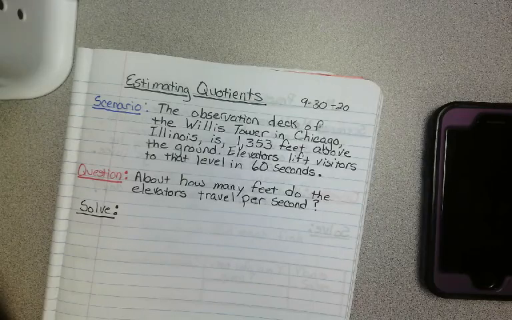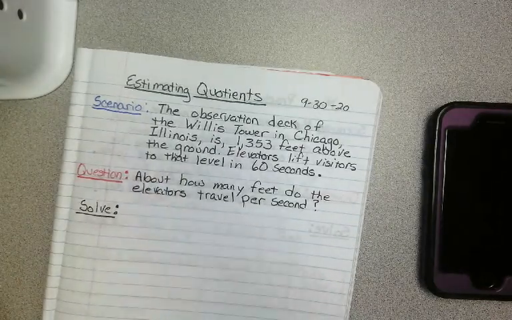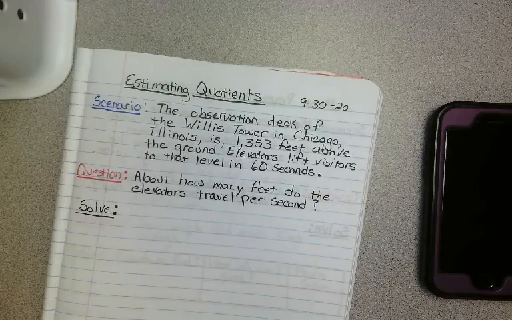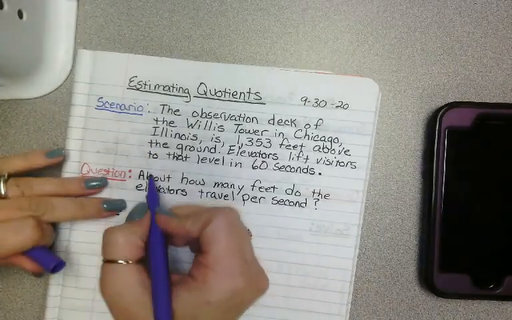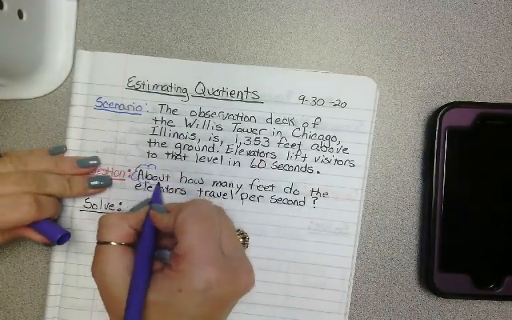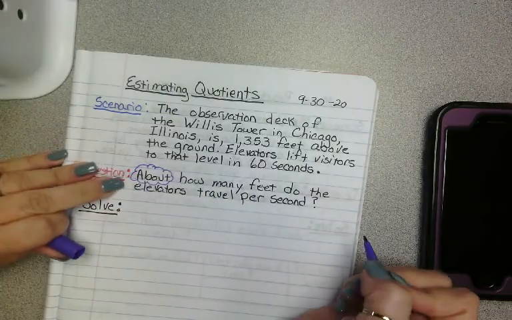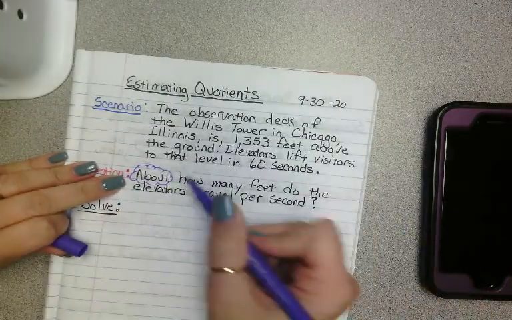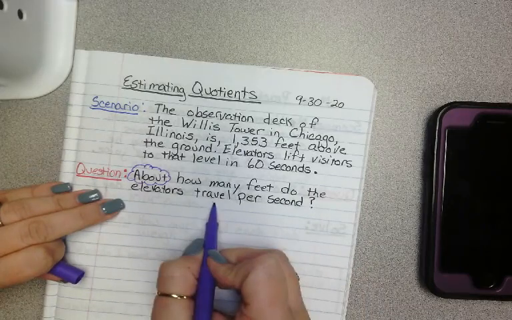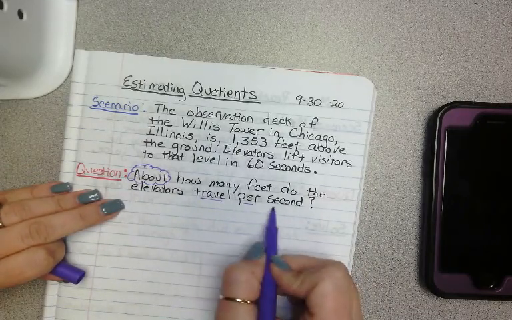So the question says about. I love that word about. It makes me feel super good because I know that I'm in for some easy math when it says about, because I get to use rounding. About how many feet do the elevators travel per second?